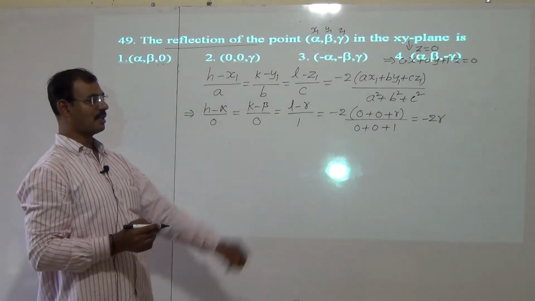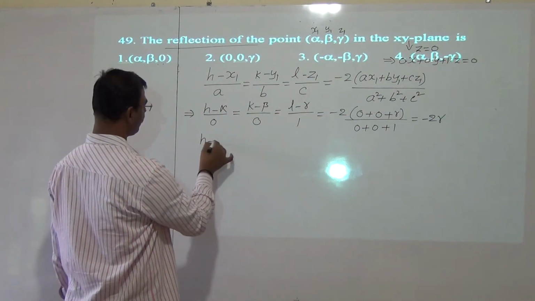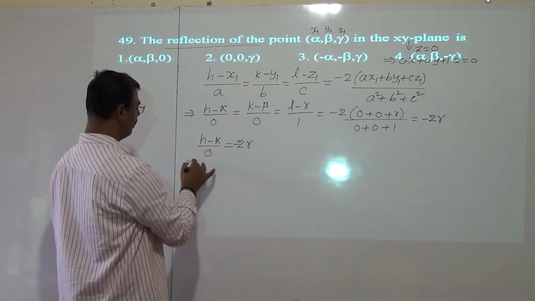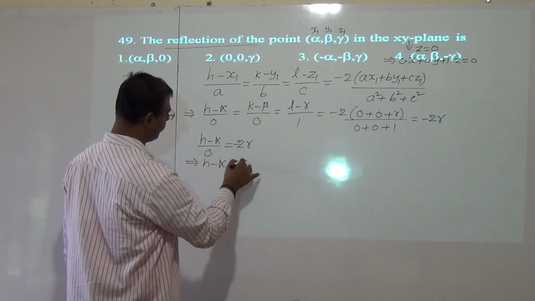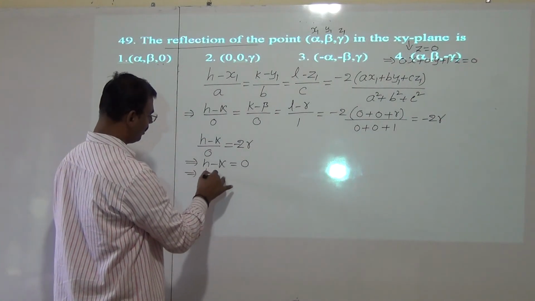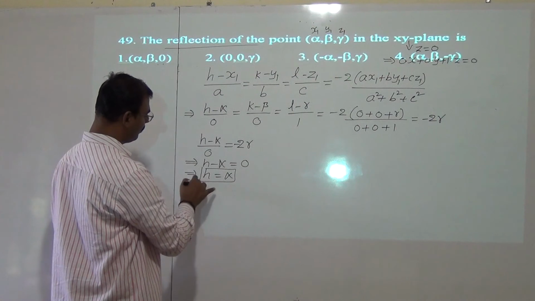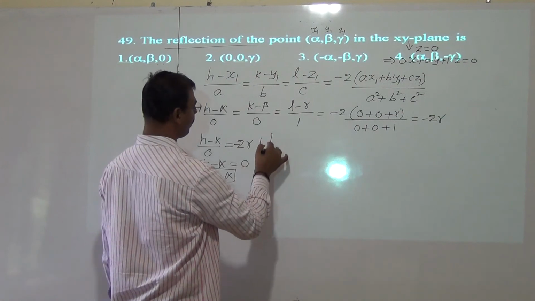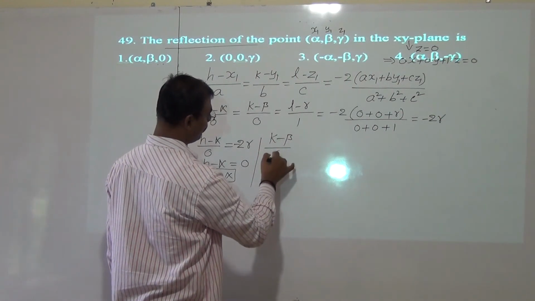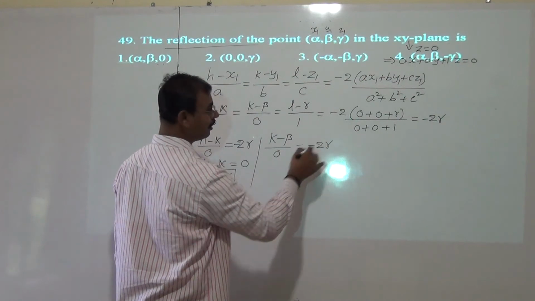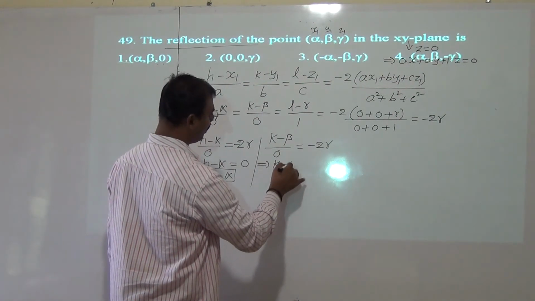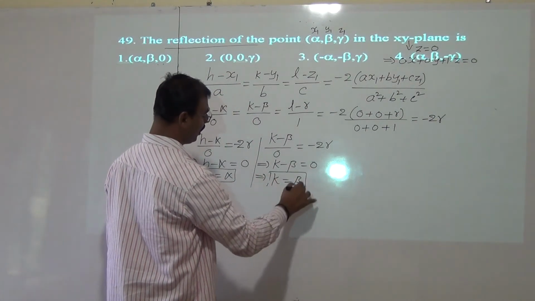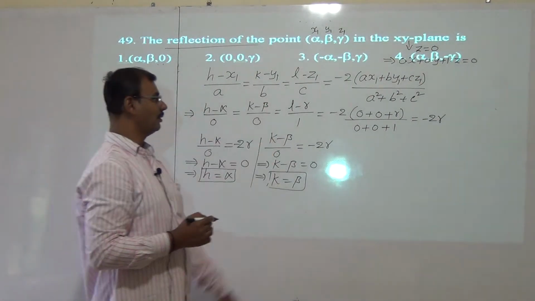Now equating the first and last terms: h minus alpha by 0 equals minus 2 gamma. So h minus alpha is equal to 0. What is h? Catch, h is equal to alpha. Similarly, equating the second and last terms: k minus beta by 0 equals minus 2 gamma, so k minus beta equals 0. What is k? Beta. Got it? That is the k value, and now the gamma, l value.